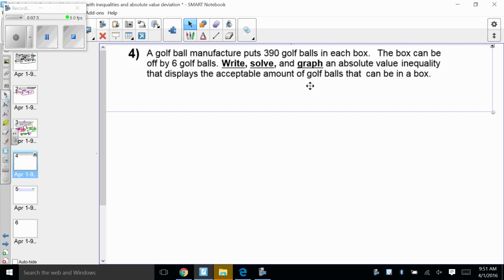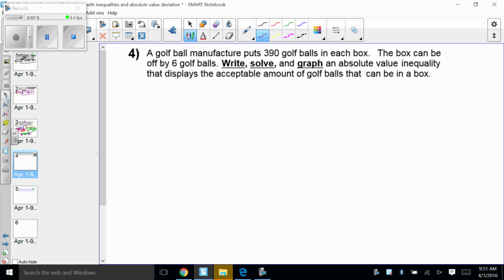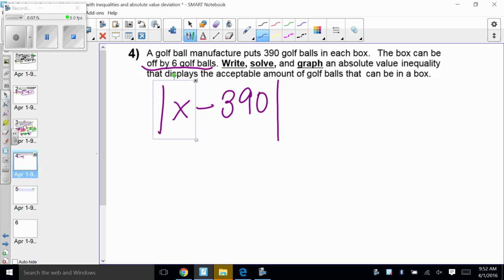The box can be off by 6 golf balls for them to say that it's acceptable. Write, solve, and graph an absolute value inequality that displays the acceptable amount of golf balls that can be in each box. Okay, so we're going to start with the equation that says we have some variation happening here that's acceptable. We are going to subtract off our perfect score of 390 golf balls as our goal. That's the perfect. However, as a company, we are going to allow a 6-point change, plus or minus. So our change we'll allow is less than or equal to 6 golf balls.